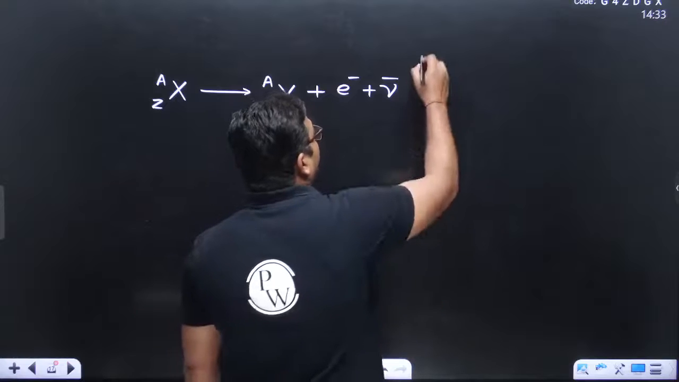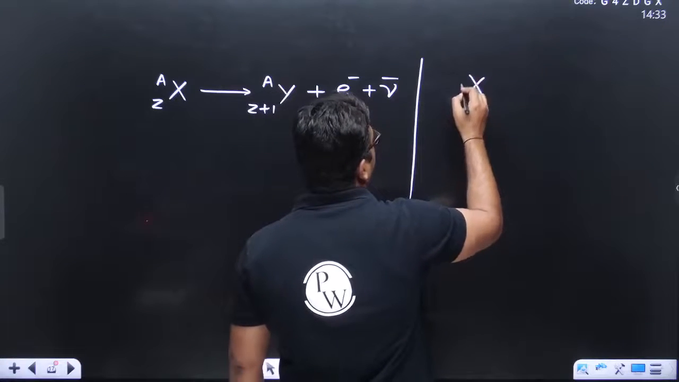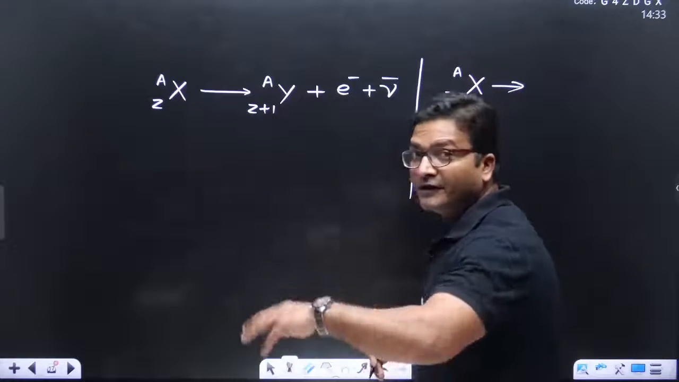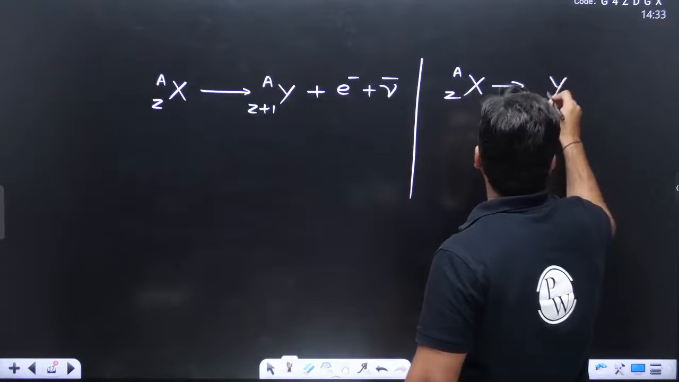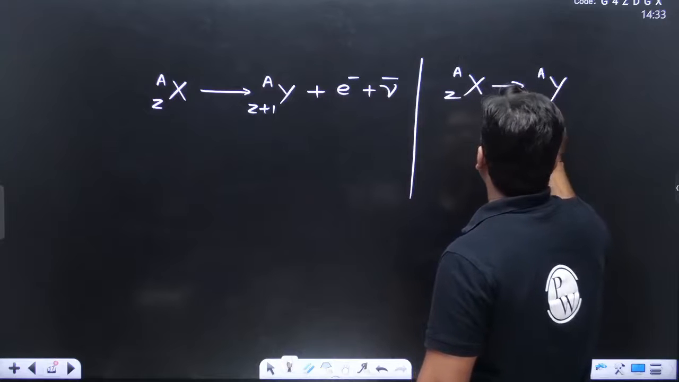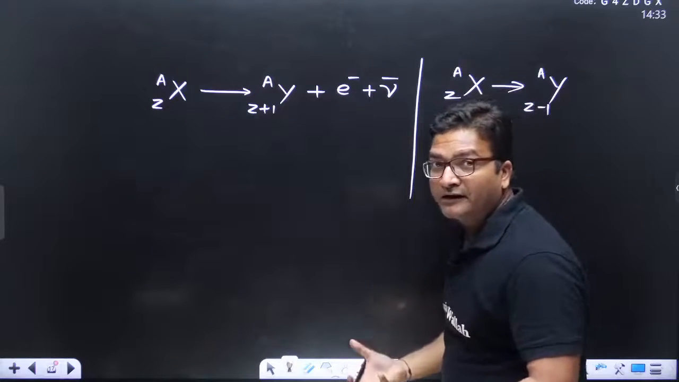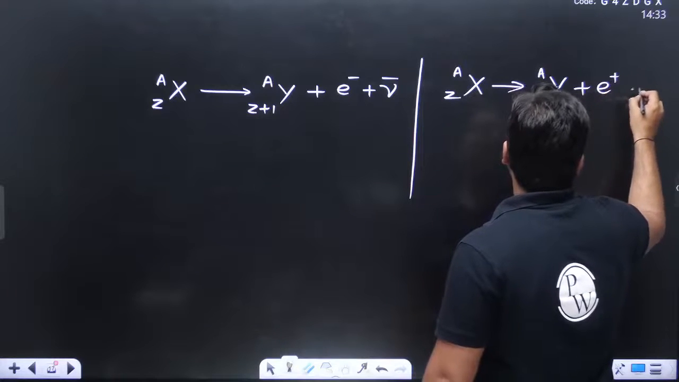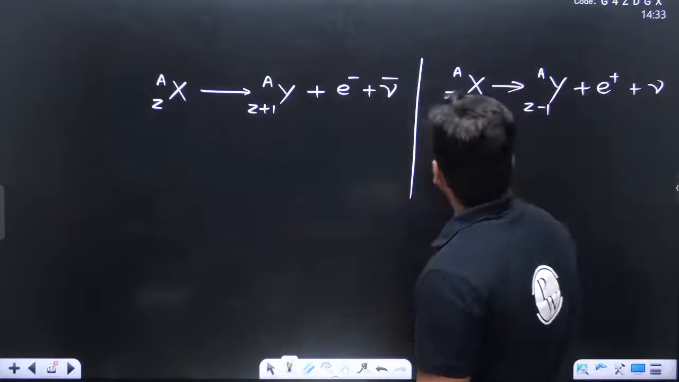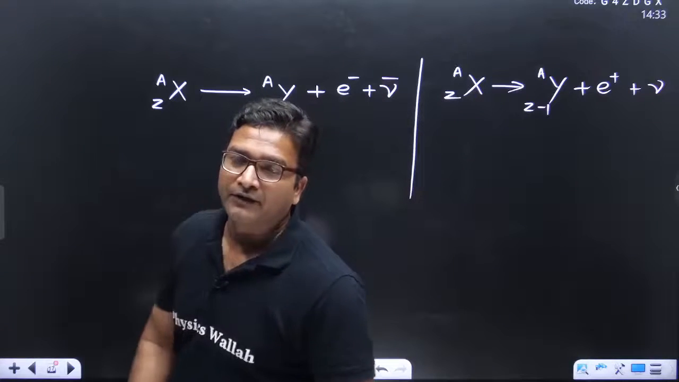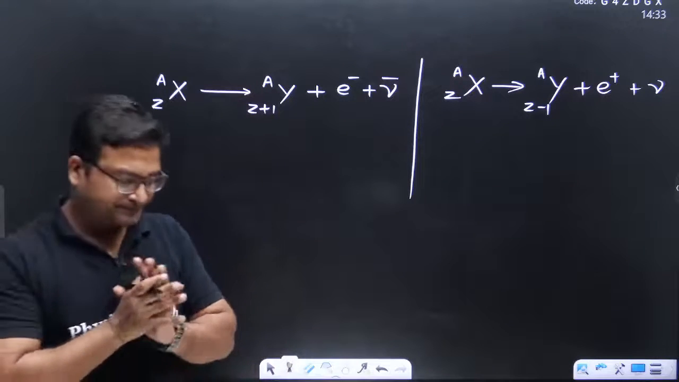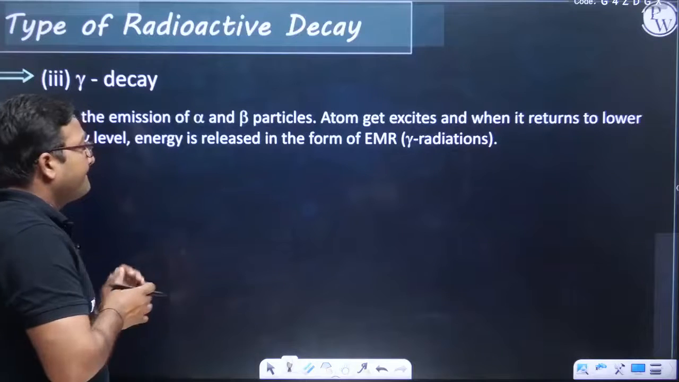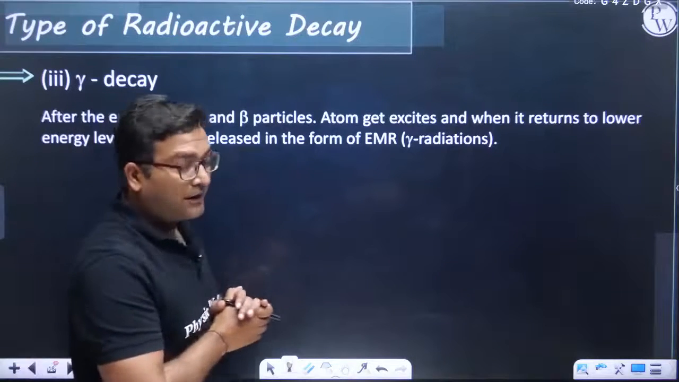But when beta positive decay occurs, as proton is converted into neutron, again there is no change in mass number, but Z decreases by 1 because 1 proton is missing. Now positron comes out of the nucleus and neutrino also comes out of the nucleus. Okay. So this is a little bit about alpha decay and beta decay.